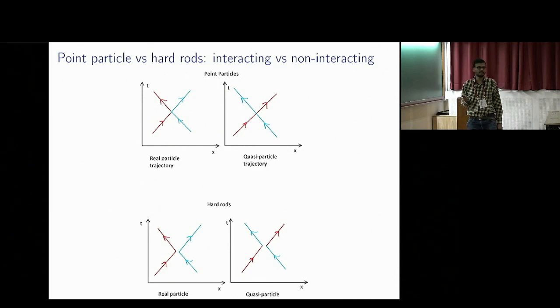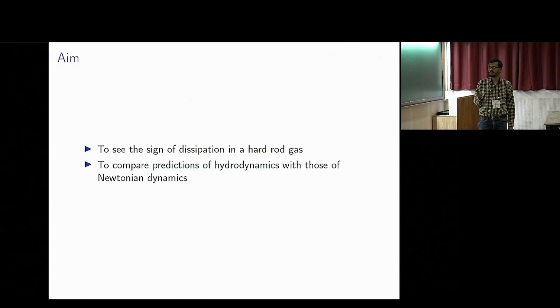Because it is an interacting integrable system, it will have a dissipation term in its hydrodynamics. The aim of our work was to see the sign of this dissipation from molecular dynamics, and to see whether this dissipation leads to thermalization to the generalized Gibbs ensemble or not. Another aim was to compare the predictions of the generalized hydrodynamics with those of Newtonian dynamics.